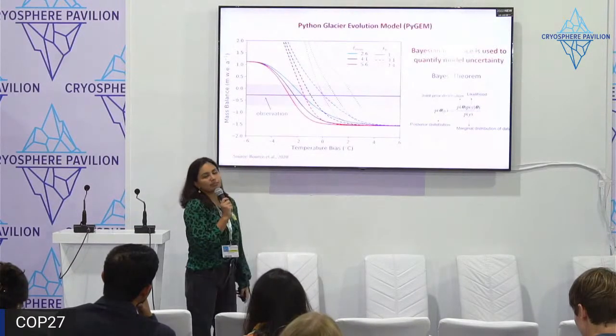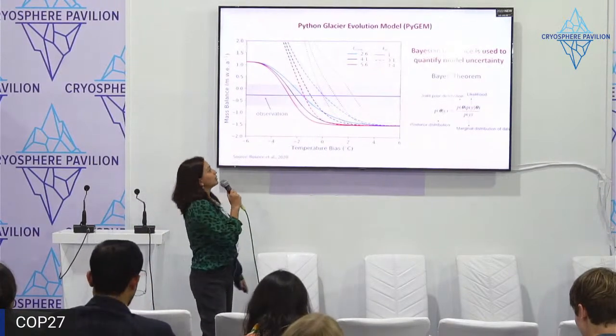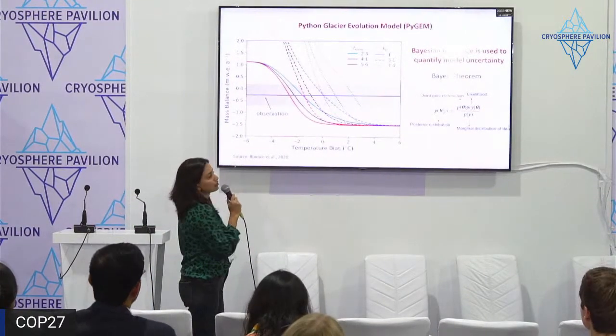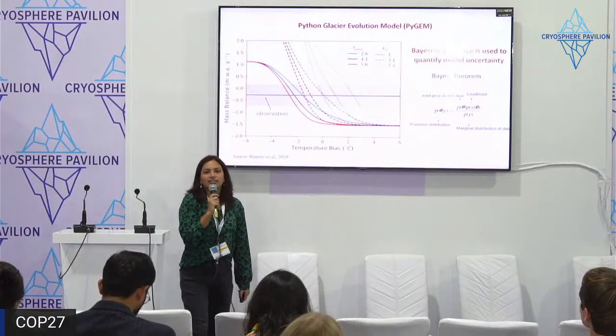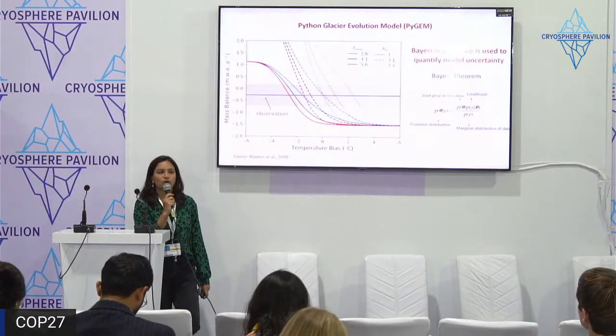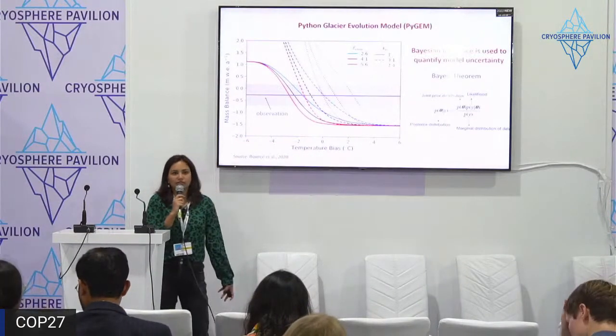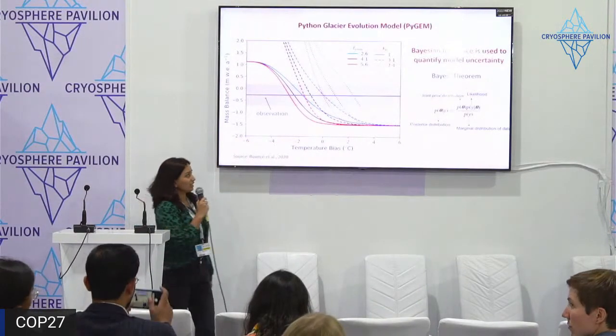So in my current PhD research, I'm working with Dr. David Rounce, who developed this amazing state-of-the-art model, the Python Glacier Evolution Model. And this model has Bayesian inference, which is used to quantify the uncertainties that come from model parameters as well as the climate data.